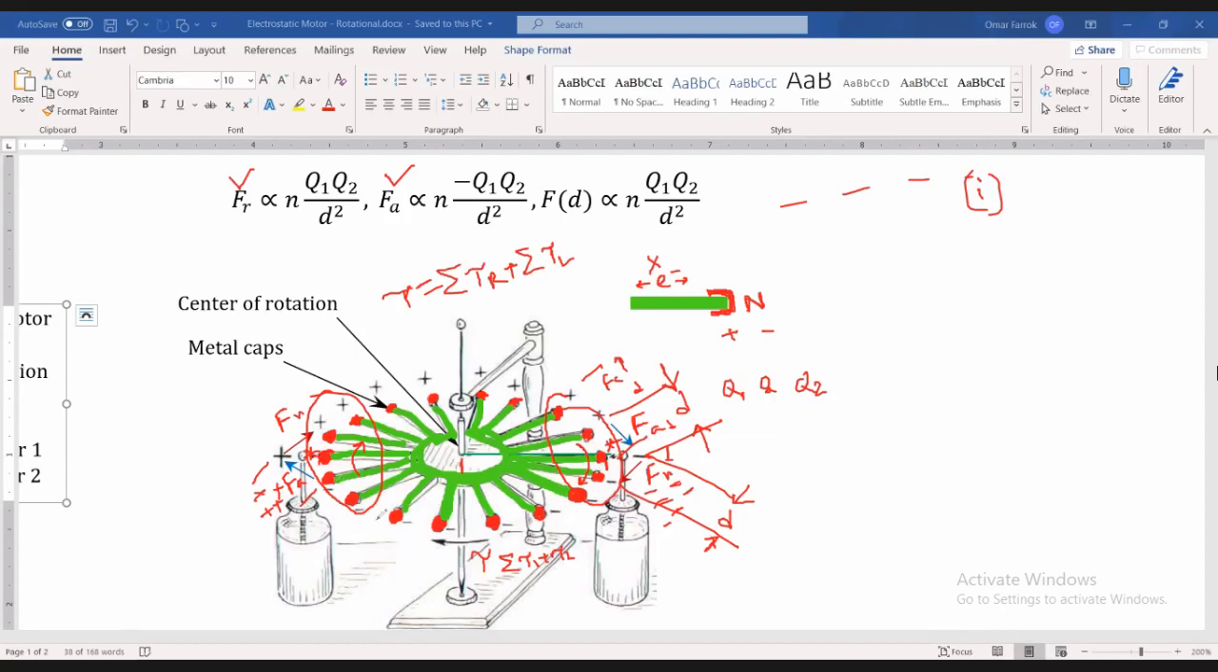This is our total explanation of how the rotational type or rotating electrostatic motor works. We have now explained it, and what is the application of this type of motor, we're going to explain this.